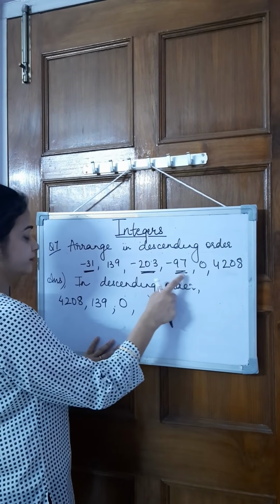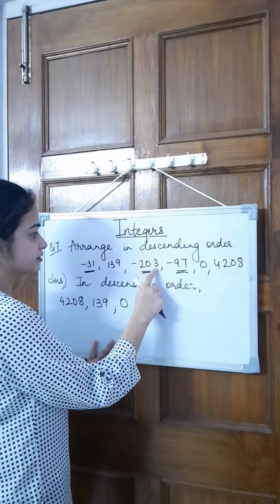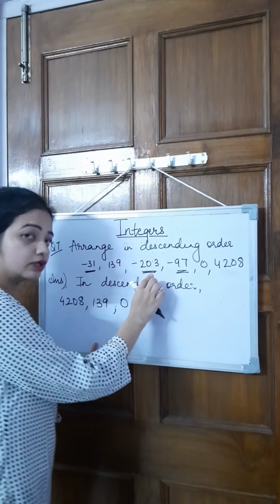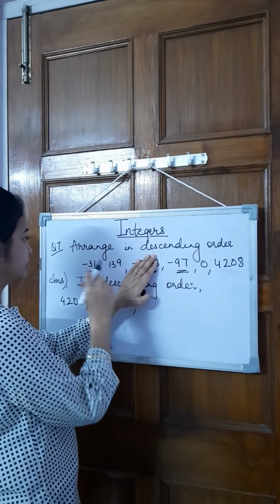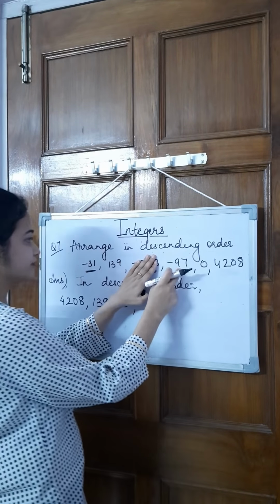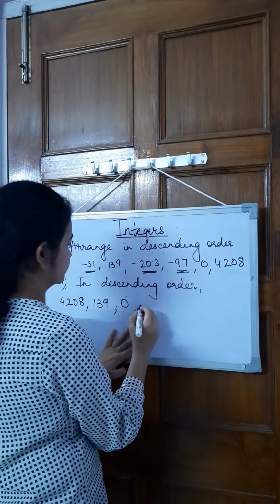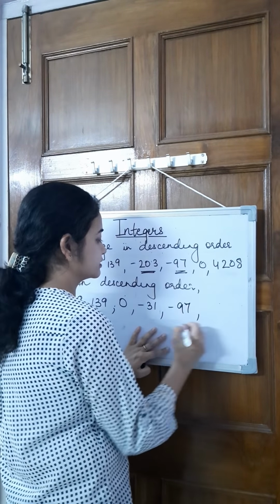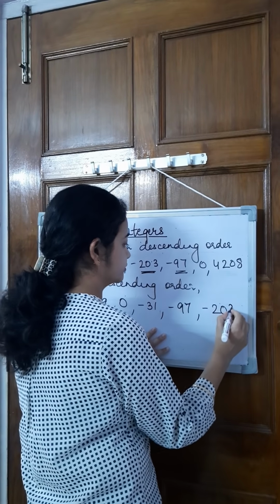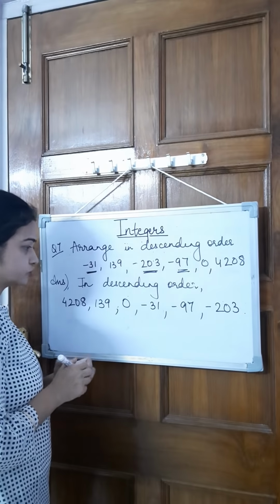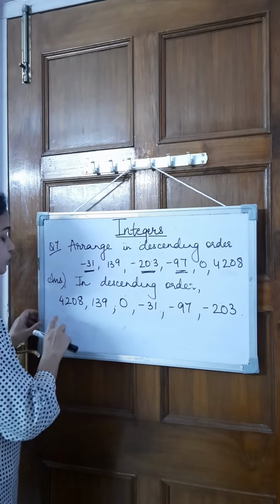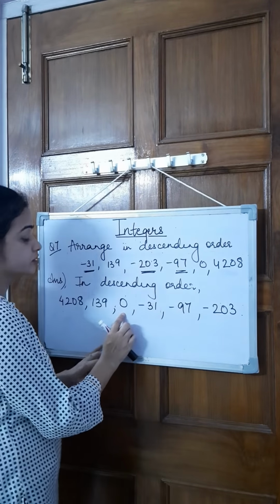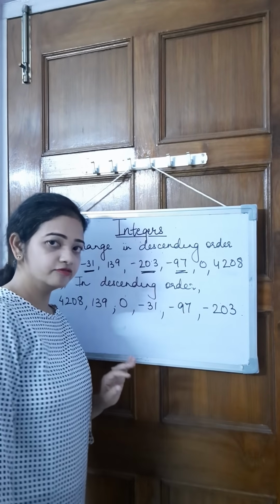Out of these three, if I don't see the sign, then 203 is greater. So obviously when it is negative, 203 is the smallest number. So we'll remove this 203. Now out of minus 31 and minus 97, which is greater? Minus 31 is greater. So we'll write minus 31, then minus 97 and then minus 203. So this is how we arrange integers in descending order: first all positive numbers, then 0 if it is there, and then the negative numbers.